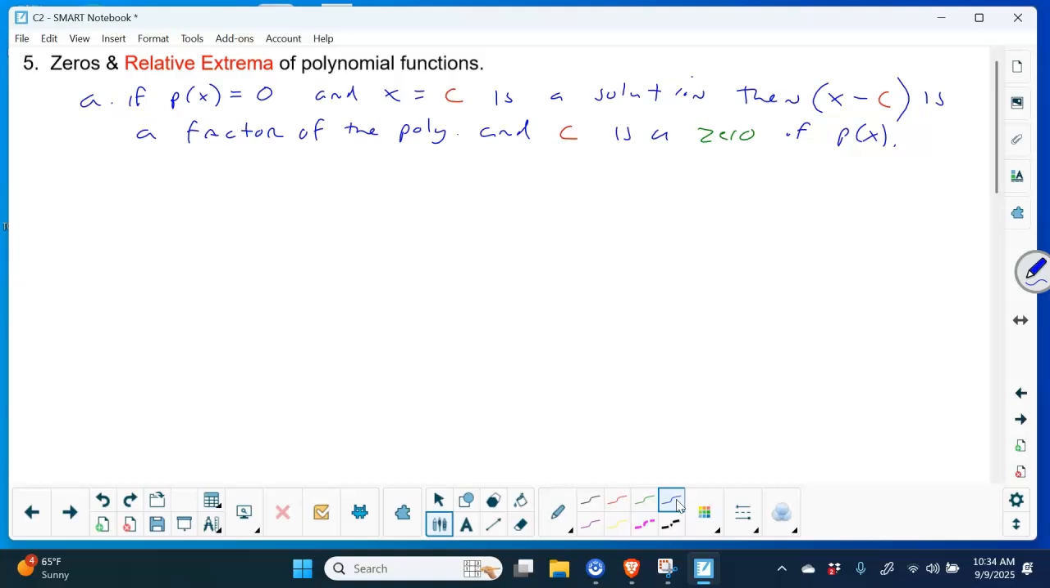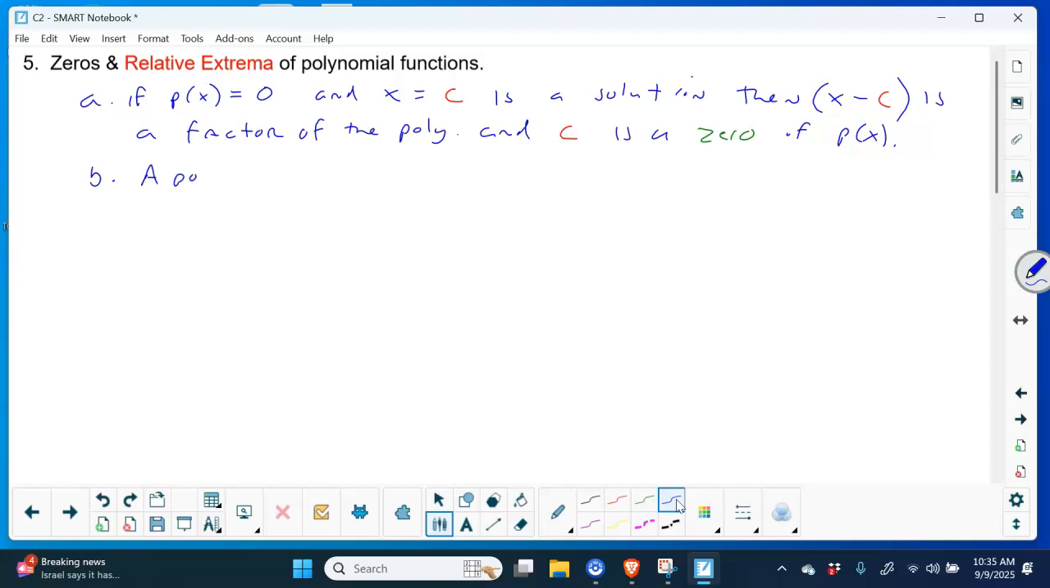That's a lot of words, and I don't want to confuse you with a lot of words. I'll give you an example of this in a minute. Let me just show you. We'll get there. So that's pretty straightforward. It's just a way of saying the 0 comes from the factor. So if you've got a 0, then you've got a factor. If you've got a factor, then you've got a 0. That's all it's saying. And again, I'll show you an example in a minute.